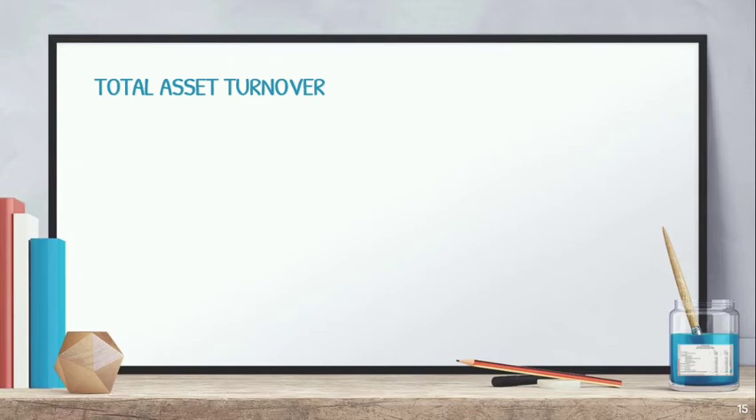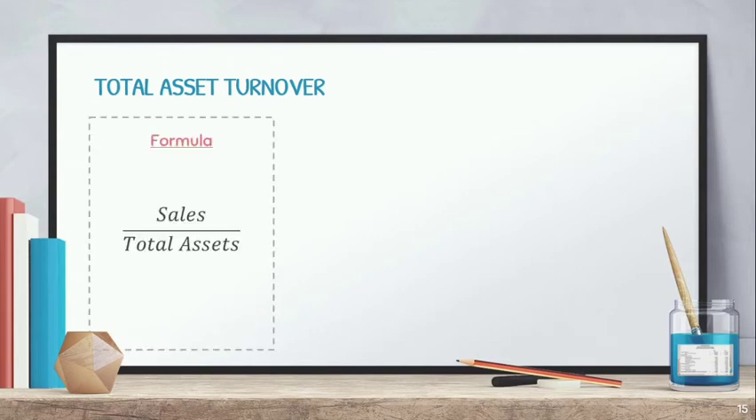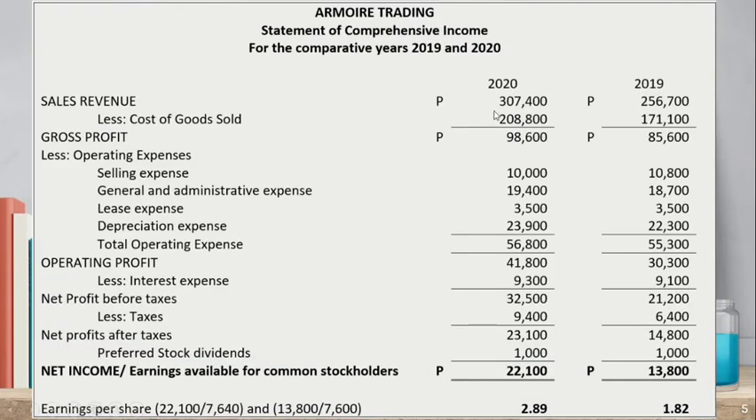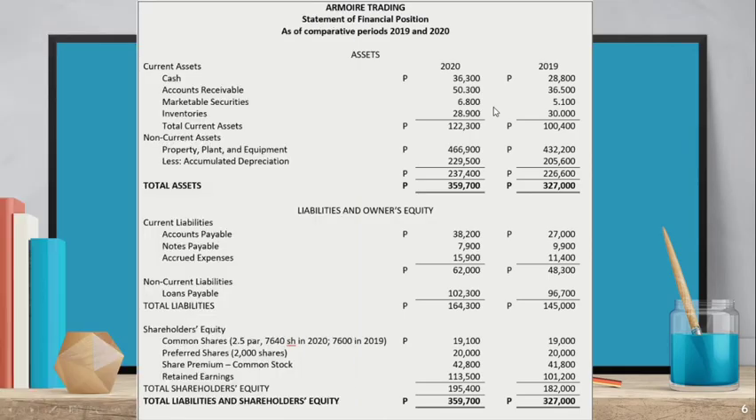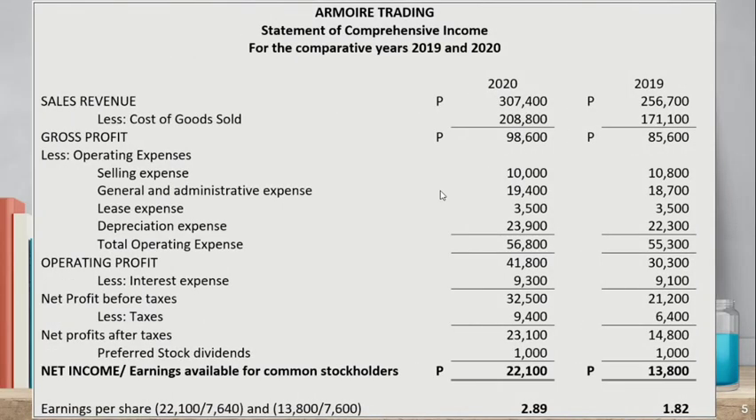Then we have total asset turnover, which indicates efficiency in which the business uses assets to generate sales. So ang formula nato is sales over total assets. So computing Armor's total asset turnover, we have our sales of 307,400 unya divided by our total assets of 359,700.